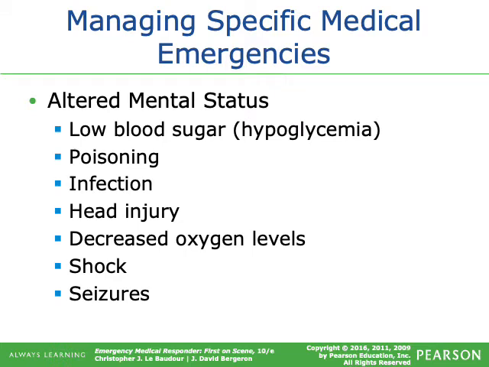Alright, altered mental status in children can be caused by low blood sugar or hypoglycemia, poisoning, infection, a head injury, decreased oxygen levels, shock, or seizures.